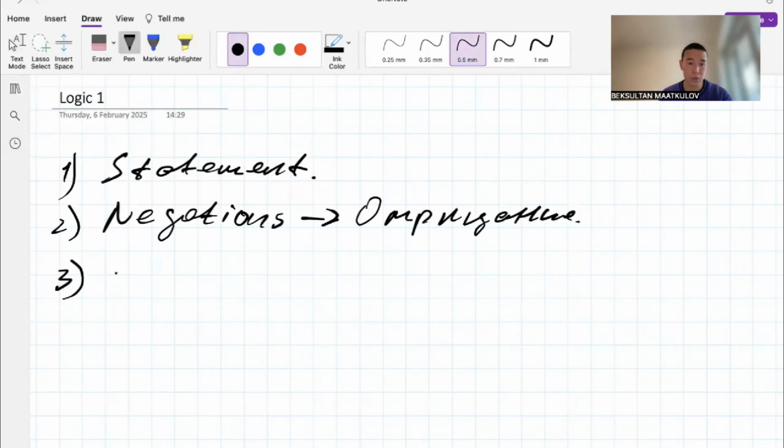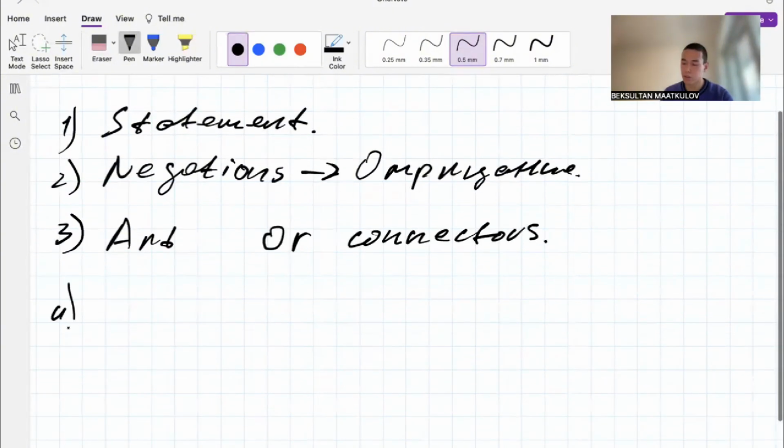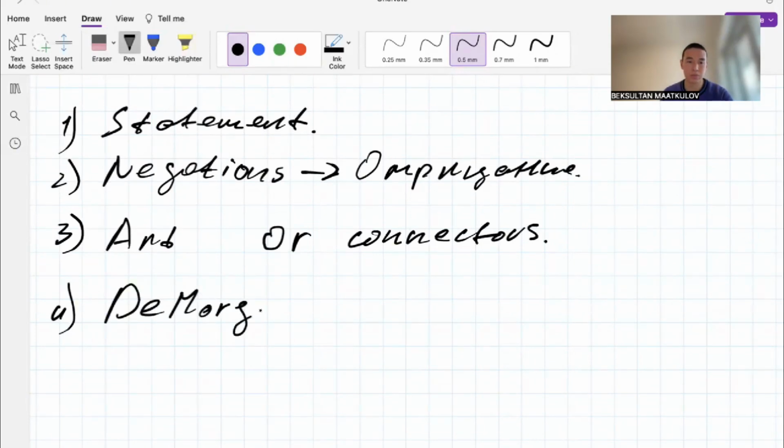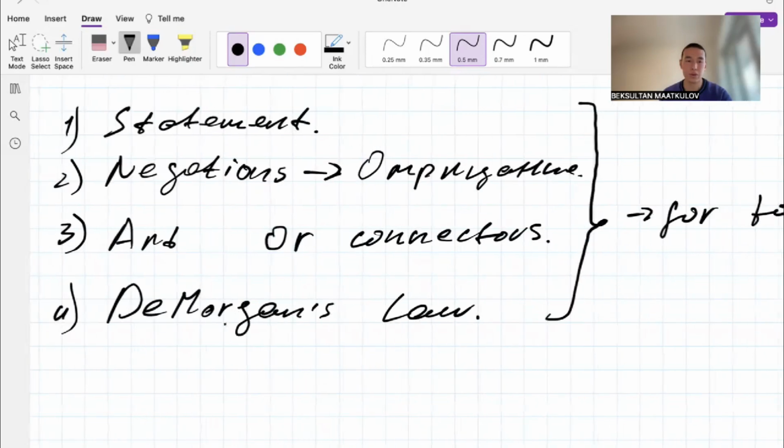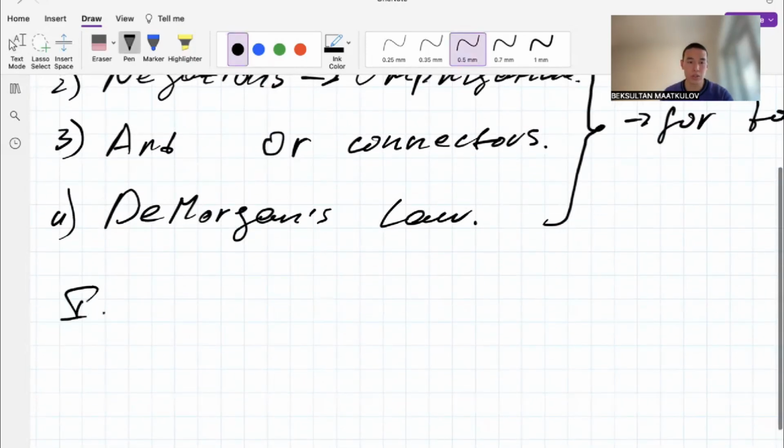Okay, we'll study ends or connectors. Okay, the most important thing of today's lesson, we'll study DeMorgan's law. Okay, basically that's the plan for today. And in the following lessons, we'll study also the if conditions.